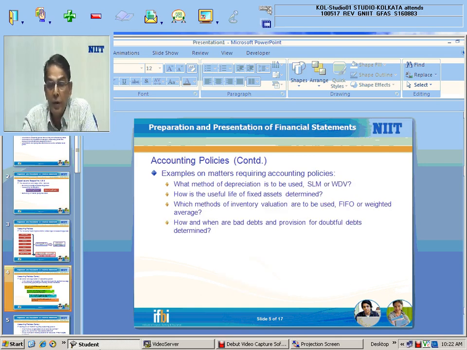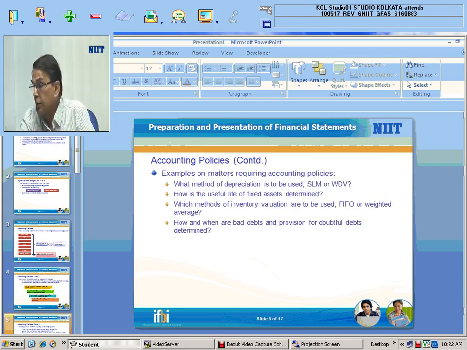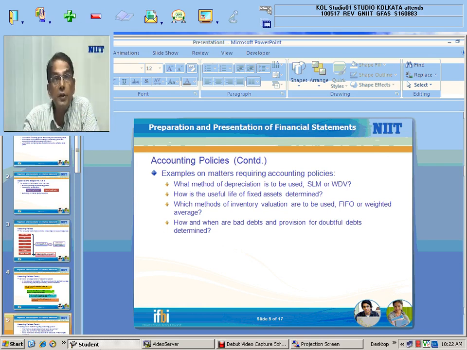Let's look at some examples on matters requiring accounting policies. What are the matters which require accounting policies? Like what method of depreciation is to be used? Straight line method or written down value method? This is a matter of accounting policy. How will the useful life of fixed assets be determined? Which method of inventory valuation is to be used? FIFO or weighted average method?